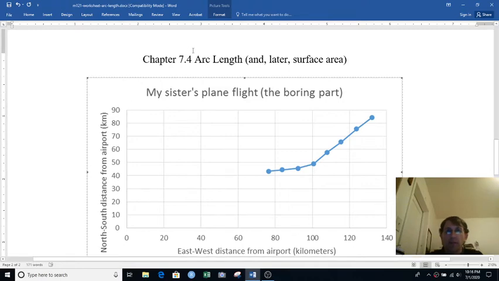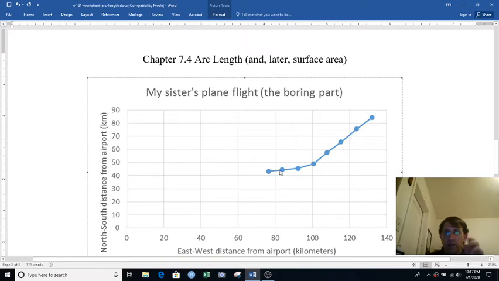Let's start chapter 7.4, which is about arc length, and in a later part it's about surface area of revolution. Here's a real thing that happened. My sister one day took a flight, and when she landed she called me and said, "That was the craziest flight ever." And I went and looked it up on Flight Tracker, and here's just the boring part of the flight. In a later chapter I'll show you the more interesting part. But let's just think about this boring part.